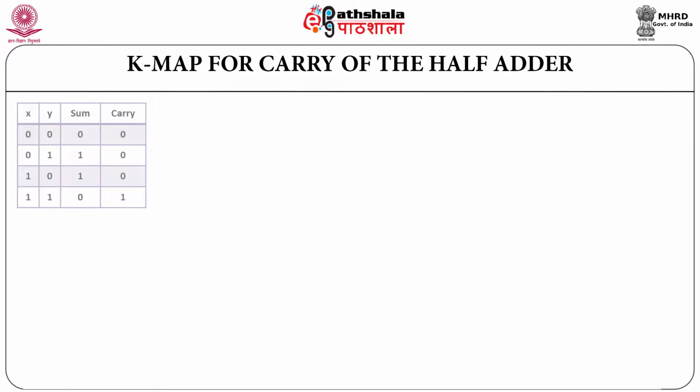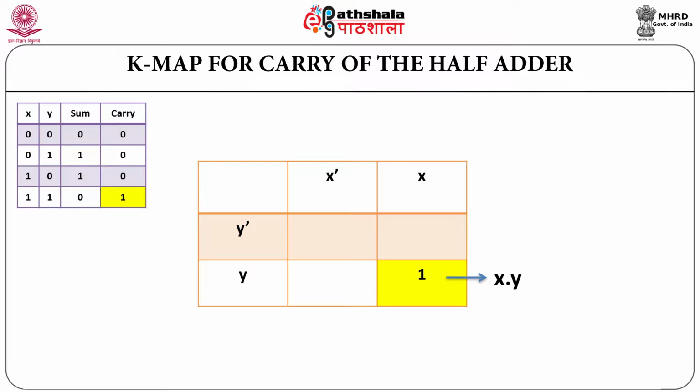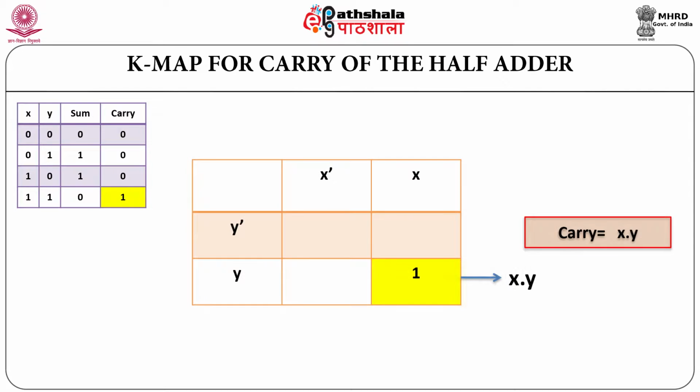The K-map for the carry of the half adder is more or less the same as that of the sum. The K-map is drawn in the same manner, x' x, y' y, and we have to fill up this particular K-map. If you look at the truth table, you will find that you get carry only when x is 1 and y is 1. The rest of the blocks are not to be filled up, so they are left blank. So, carry corresponds to the AND operation of the two variables x and y. If you write the expression, it gives you carry equals x y.